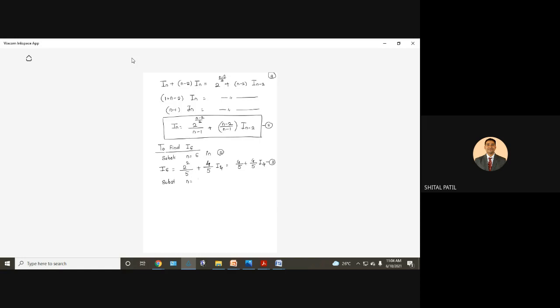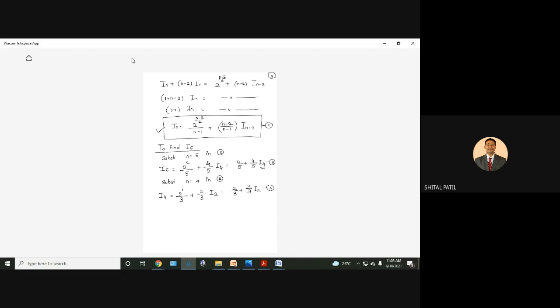Substitute n equal to 4 again in equation number 2. So I4 equal to, why we are finding I4? Here we have I4, right? But I4 is not known to us, for that n equal to 4. So again substitute n equal to 4 in equation number 2 here. 2 raised to 4 minus 2, 2, 2 by 2, sorry 1. 2 raised to 1 divided by 3 plus 4 minus 2, 2 divided by 3, I2. So 2 by 3 plus 2 by 3 I2.